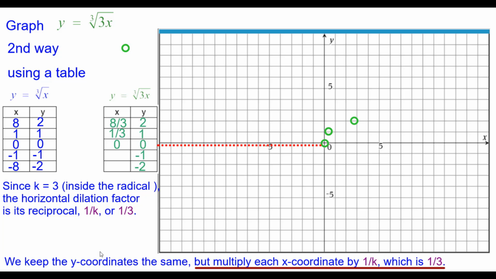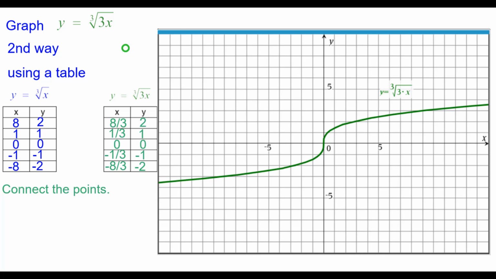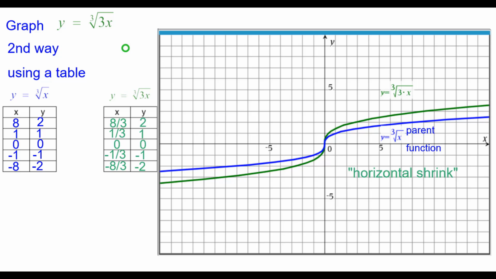Finish the table. Press pause, resume when you're ready. -1 times a third, -1/3, comma -1, and then -8/3, comma -2. Connect the points into a Cuberoot looking graph and compare that to the parent function, and this is a horizontal shrink from green to blue. I'm sorry, from blue to green, it's a horizontal shrink.